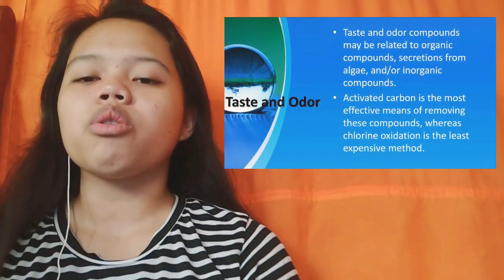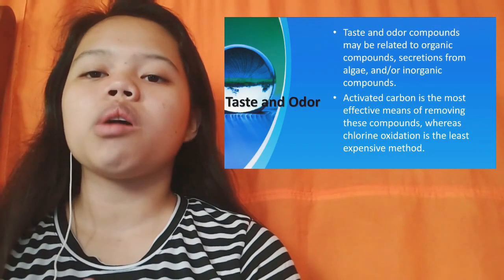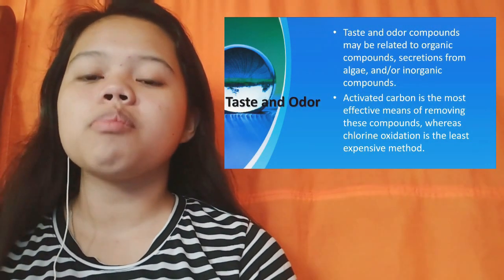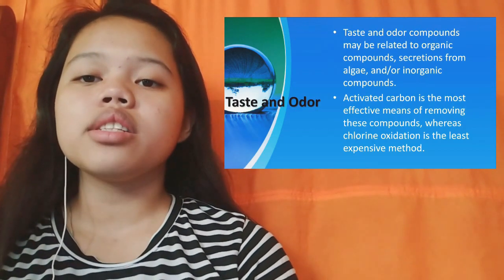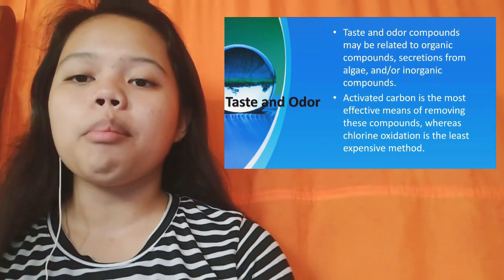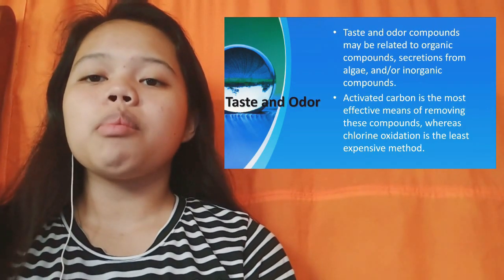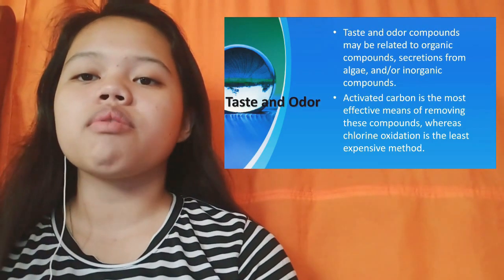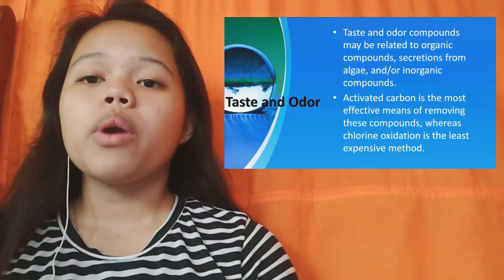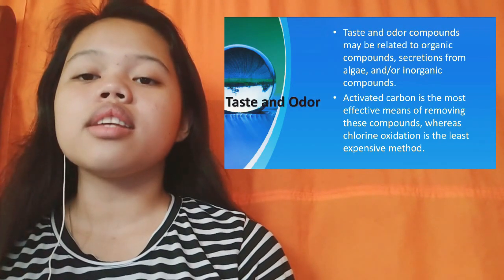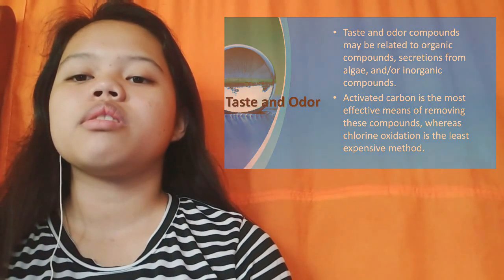Taste and odor. Taste and odor compounds may be related to organic compounds, secretions from algae, and/or inorganic compounds. Activated carbon is the most effective means of removing these compounds, whereas chlorine oxidation is the least expensive method.